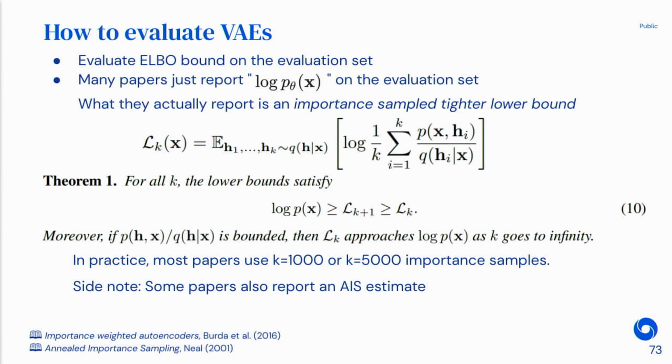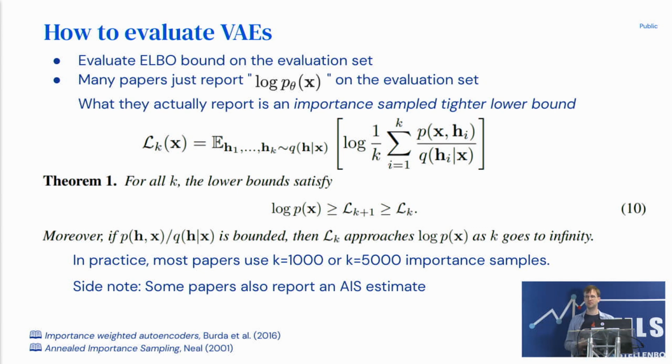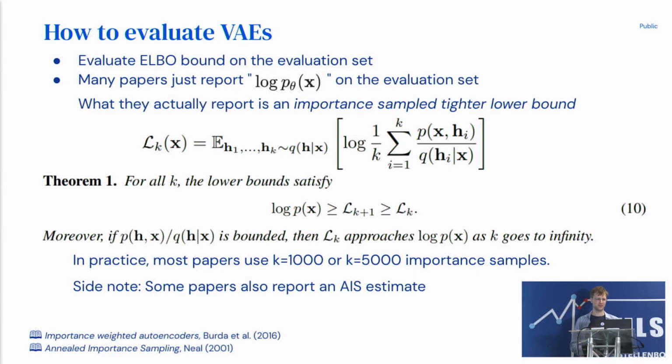Very quickly, how do we evaluate VAEs? So if you want to look at numbers, because people in machine learning look at numbers and then say, my numbers are better than your numbers, what is the number that people in VAEs look at? They look at the ELBO bound, but the ELBO bound can be very loose and optimizing it can be problematic. So many papers report something that they call log P. But we already know log P is not computable, it is intractable.